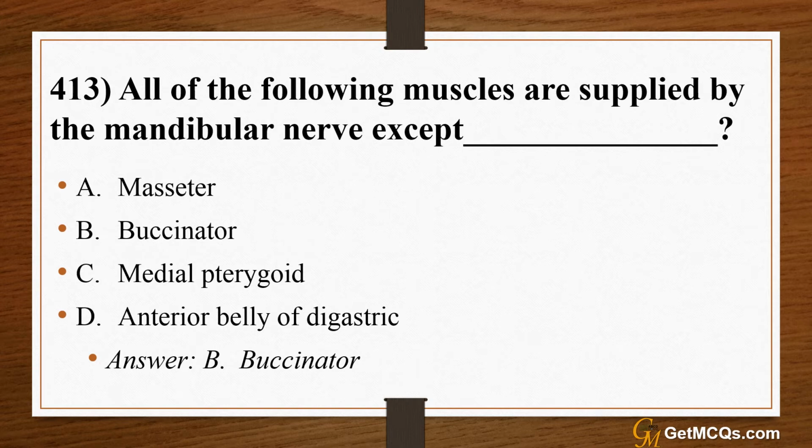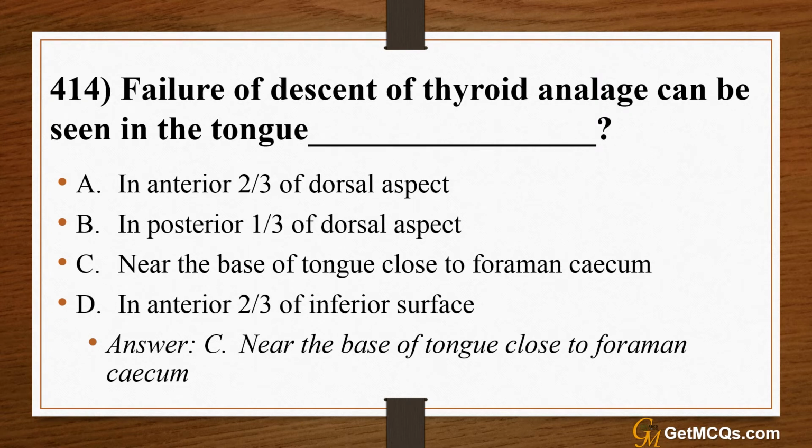413. All of the following muscles are supplied by the mandibular nerve except? Answer: B. Buccinator. 414. Failure of descent of thyroid analogue can be seen in the tongue? Answer: C. Near the base of tongue close to foramen cecum.